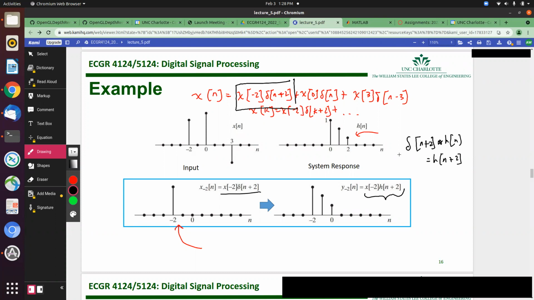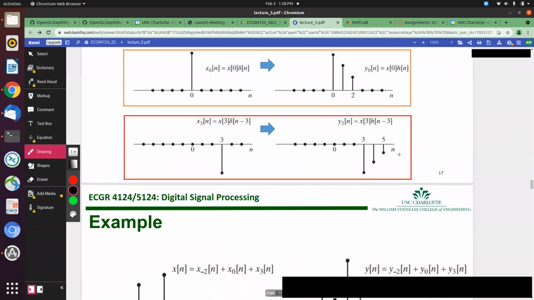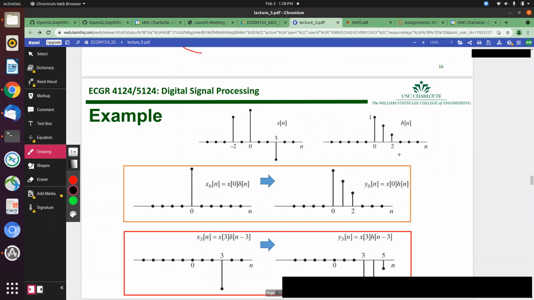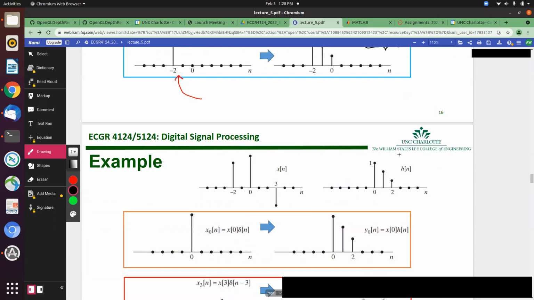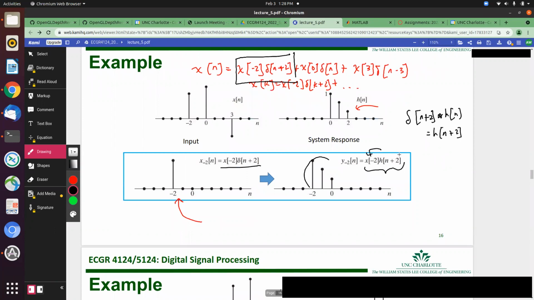We'll verify this over and over again. That means we're just taking h of n and shifting it to where this delta function occurs, and amplifying it by minus 2. So that's what one delta function will do. So we're talking about convolution as doing this at every single value where x has a non-zero value. The actual convolution ends up being that sum, and this function here is the function that we get from this value in x.